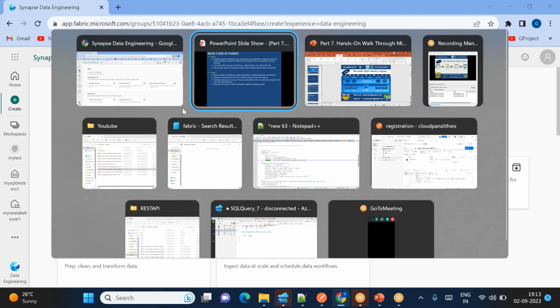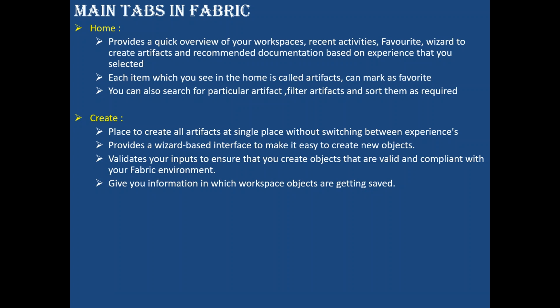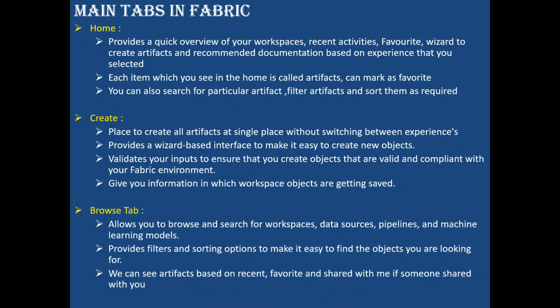Okay, so that is all about our second tab called create. The third one is the browse tab. It allows you to browse and search for workspaces, data sources, pipelines, machine learning models. It provides filter and sorting options to make it easy to find the objects you are looking for. We can see artifacts based on recent, favorite, and shared with me, if someone shared with you.